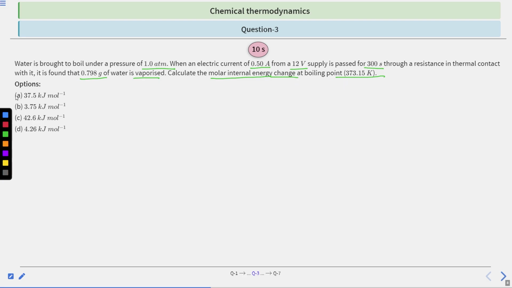So the options are 37.5 kilojoule per mole, 3.75 kilojoule per mole, 42.6 kilojoule per mole, or 4.26 kilojoule per mole. You have 10 seconds to solve this question. After that, we will see the answer.